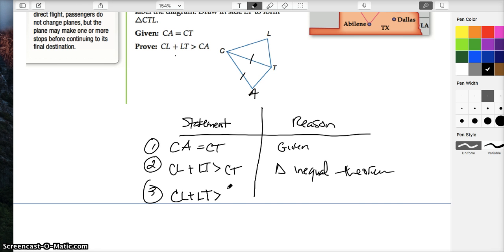Then the next thing I'm going to do is say that CL plus LT has to be greater than CA. What I've done is a little bit of substitution there, right? So that is by substitution. I can spell it, I promise. And I'm going to put substitution 1 comma 2. Sometimes I like to do that just to say what are the statements that I'm substituting. I'm substituting 1 comma 2, and pretty much I'm done.